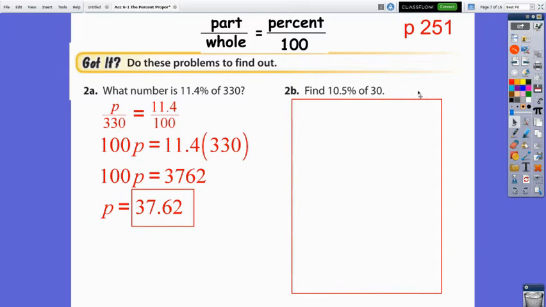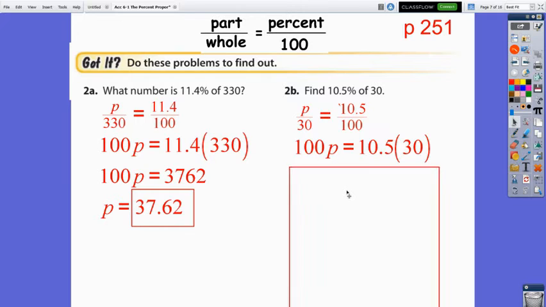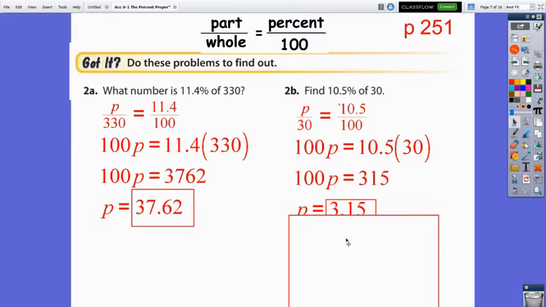Letter B, find 10.5% of 30. 10% of 30 is going to be about 3, so your answer should be somewhere around 3. P, part, divided by whole of 30 equals 10.5 out of 100, percent over 100. Cross multiply, 10.5 times 30 is 315, divide by 100, 3.15, 3.15.